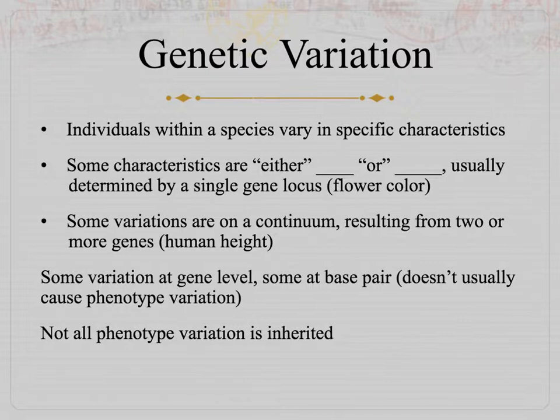Another thing that we need to remember with genetic variation is not all phenotype variation is inherited. An example of that would be a bodybuilder. Humans will lift weights and change their body structures. That doesn't mean that that is inherited. Remember, we're not Lamarck here.